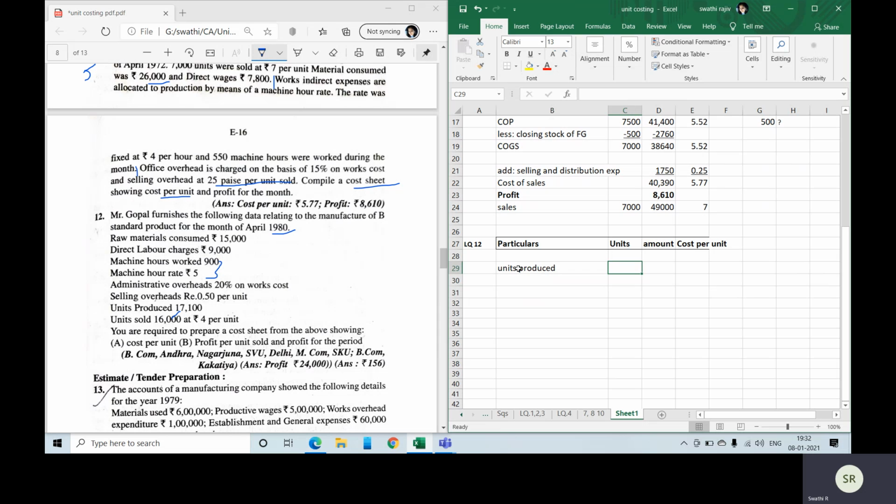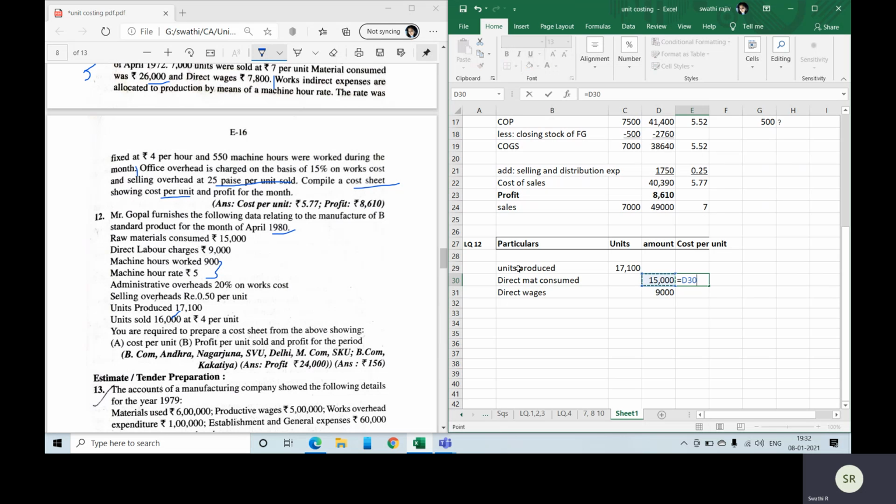Units produced are 17,100, and now your direct material consumed, or raw materials consumed, is 15,000. Now direct wages are 9,000. Now again we will find cost per unit for each and everything.